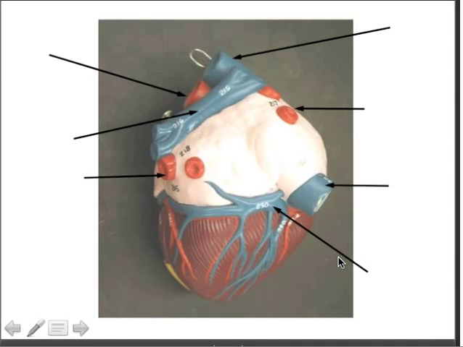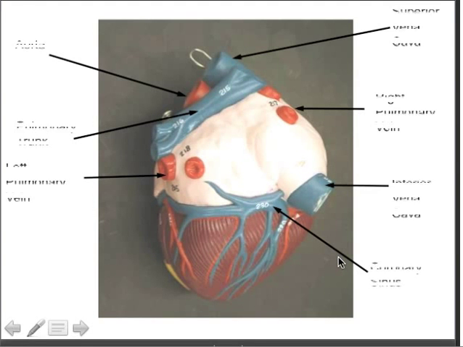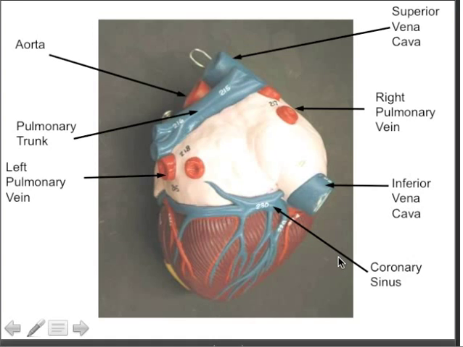This is the same heart model from the back. The vessels are as follows. Okay, you see the aorta, the pulmonary trunk, which is going to lead to the lungs, the left pulmonary and right pulmonary veins, superior and inferior vena cava, and of course the coronary sinus.